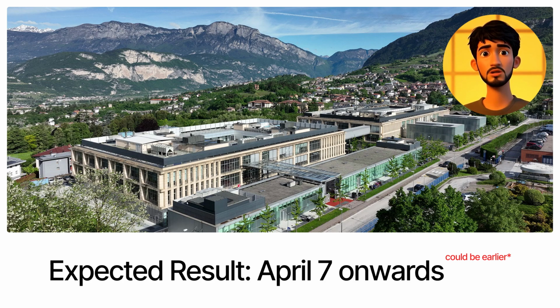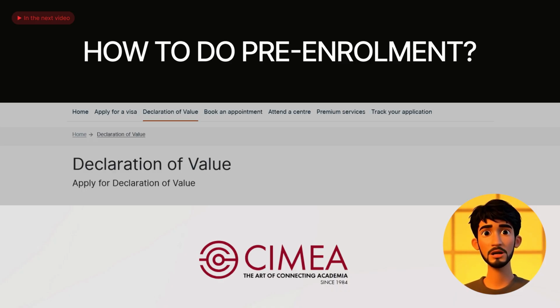All the important links are in the description. Check them before you apply. Next, I'll walk you through pre-enrollment, DOVI, and CIMEA, the documents that decide your visa approval.